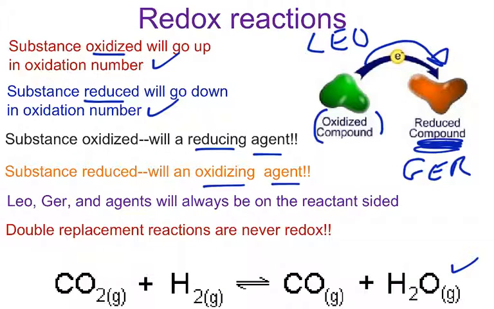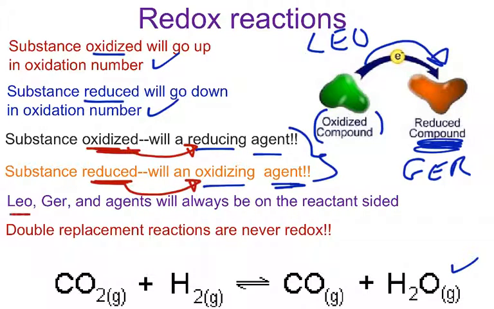In terms of agents, we did this already in class, you think opposites. If something is oxidized, it will be the reducing agent. And opposites again, if something's reduced, it will be the oxidizing agent. A nice memory device: the guy that's oxidized, the guy that undergoes GER in terms of gaining electrons, and the agents, they will all be found on the reactant side. Okay, on the reactant side.